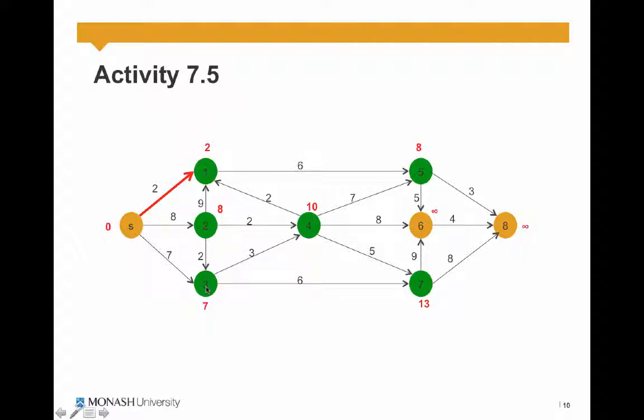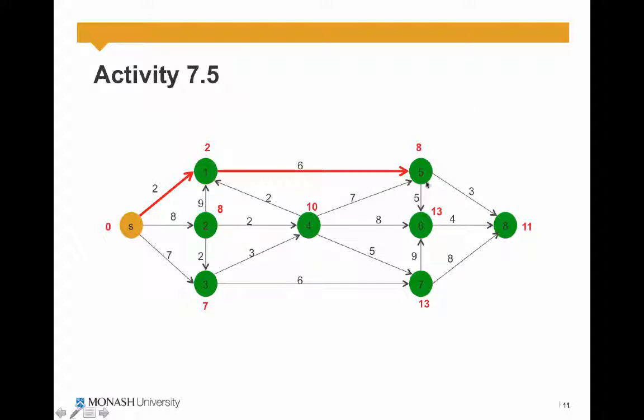Let's check node 3. From node 3, we can go to node 4, and we can go to node 7. So let's update these labels. 3 plus 7 is 10, so it's equal to the label, so we'll keep that label 10. 3 to 7, the distance is 6. 6 plus 7 is 13, so we update the label from infinity to 13. But the way we move forward is we look at the new labels, and whichever has the smallest label, we continue with that. So node 5 has the smallest label, so we continue the shortest path over there.